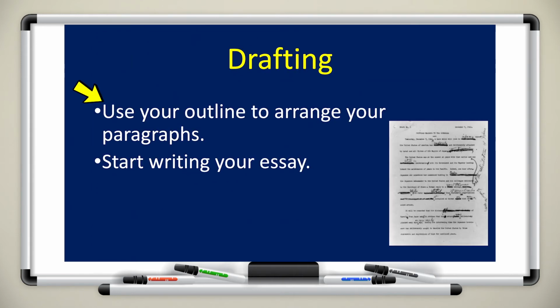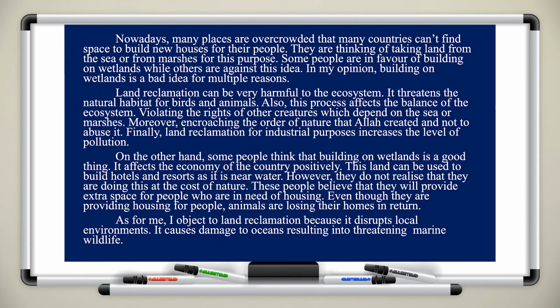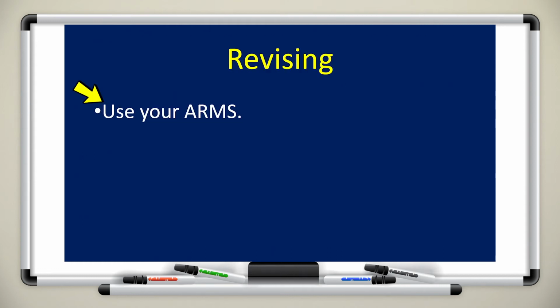Now that we have our outline, all we have to do is use it to start arranging our paragraphs and write our essay. This is how the first draft of your essay should look. You should have at least 4 paragraphs because we have an introduction, body 1 with our opinion, body 2, and our conclusion. Remember, all your paragraphs need to be indented. So you need to indent the paragraph and make a space at the first sentence of each paragraph. This is an indicator that this is a new paragraph. Excellent.